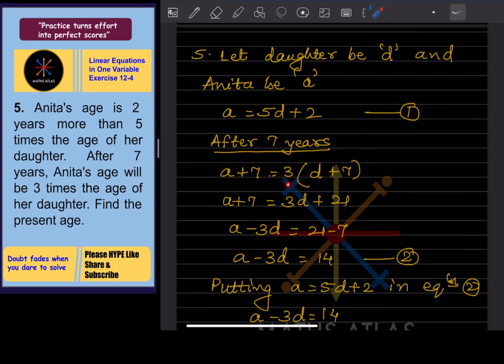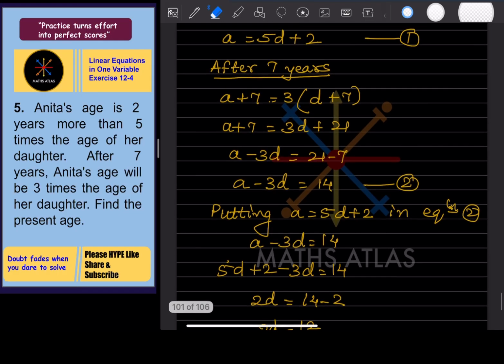So you can put this sentence one more if you want. So this is 3 times the daughter. Daughter means D plus 5. So not just D, but it should be D plus 5. So now these are the two terms, so the bracket is important. So here again, A plus 5 will be 3D plus 15. So A, this will come here, minus 3D will be 15 minus 5. So A minus 3D will be 10. So this will be equation number 2.